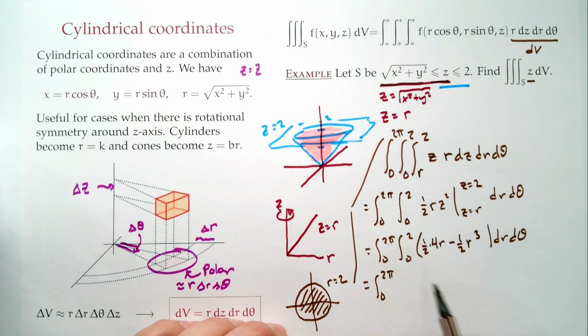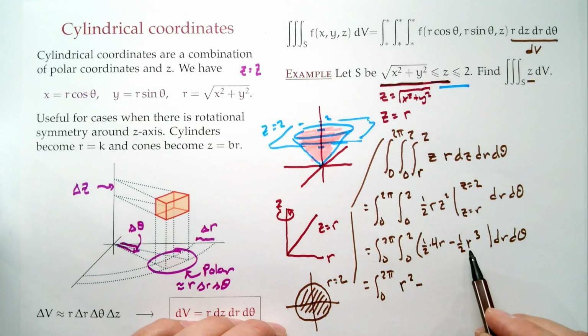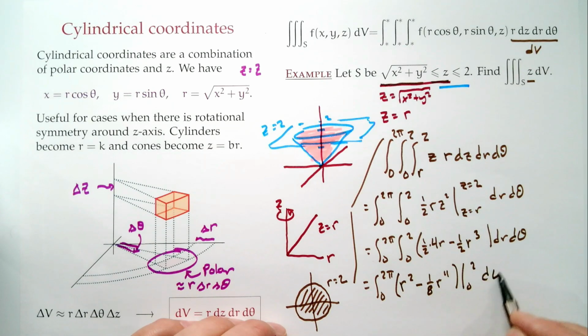Okay, next. Integrate with respect to r. And if we do that, well, this was 1/2 times 4r, which is 2r. What's the integral of 2r? It's r squared. Minus the integral of 1/2 r cubed, which is 1/8 r to the 4th, because we're going to add 1 to give us 4 divided by 4. Then we're going to evaluate that from 0 to 2, d theta.